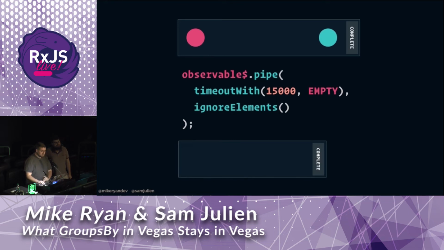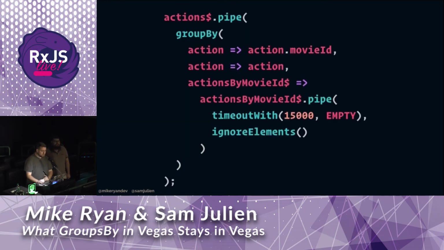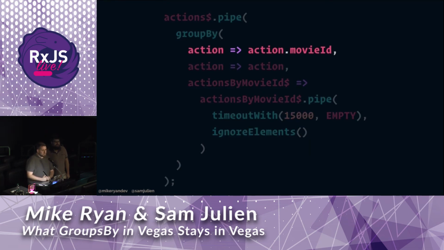So using this, we can plug it in to our GroupBy operator to create that duration selector. So that first parameter, that's our key selector. This is informing the GroupBy operator that we want to group items based on the movie ID. The second parameter, that's our projector or our element selector. This would allow us to map to something else. Here we're just going to map to the action. We're not going to do any kind of transformation.